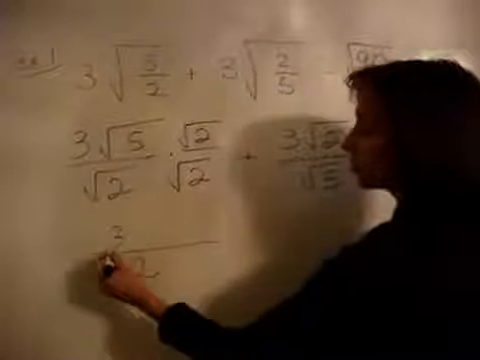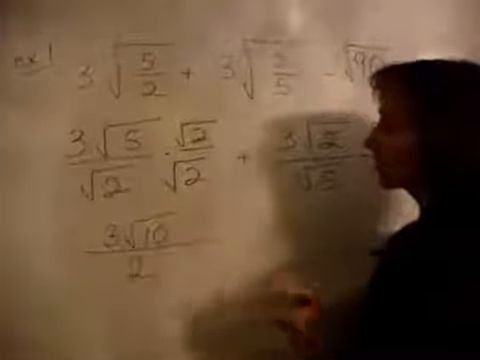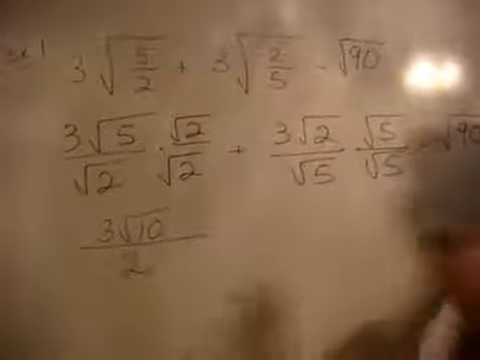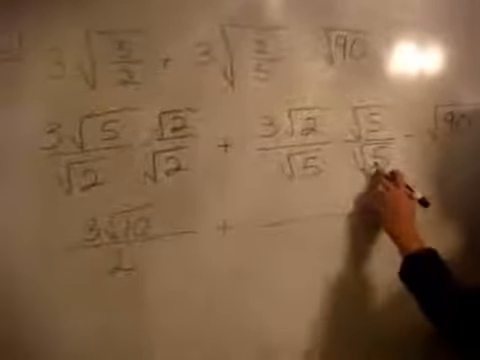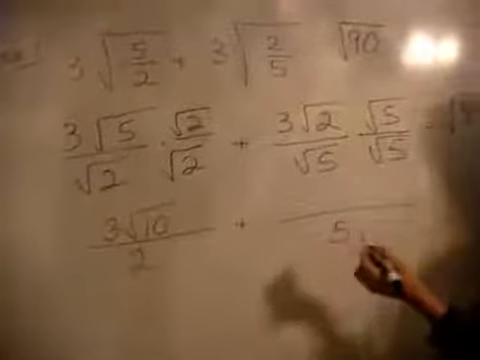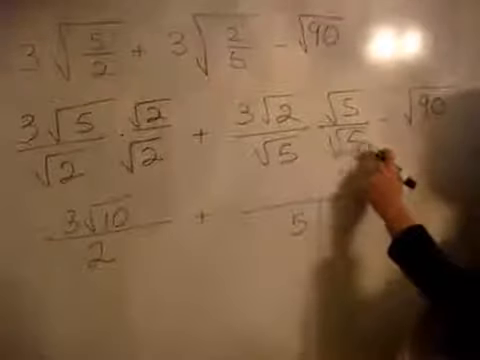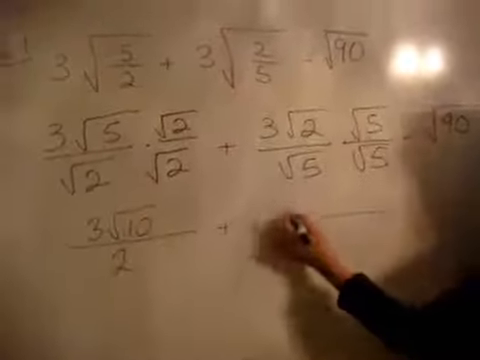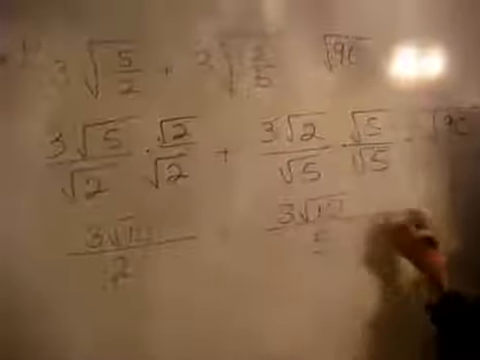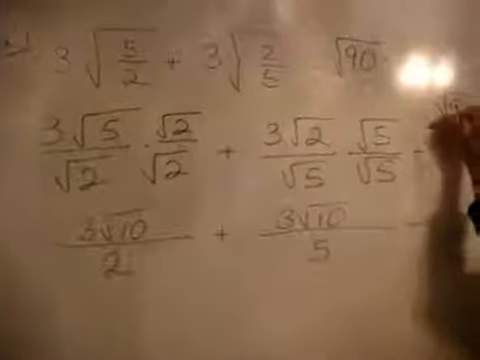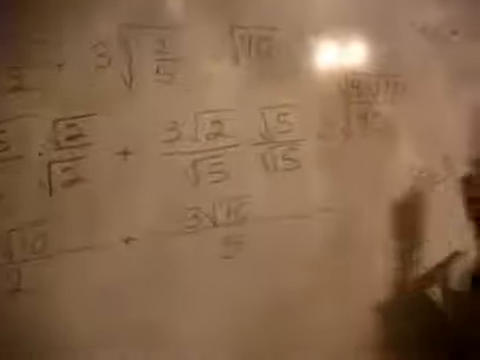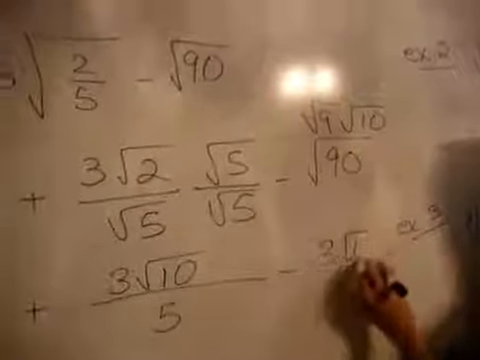And on the top we have 3 times the square root of 10. So that one's simplified, can't do anything else to it. Let's try this one. Square root of 5 times the square root of 5 would be the square root of 25, which is just 5. So a radical times itself just frees the number. And here we're going to have 3 times the square root of 10. And then over here we have the square root of 90, and that would be the square root of 9 times the square root of 10. And that would be 3 times the square root of 10.